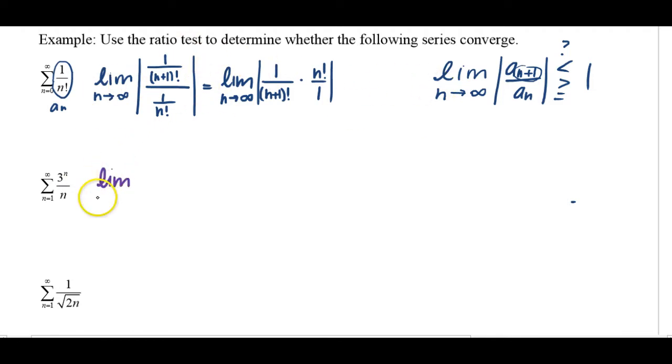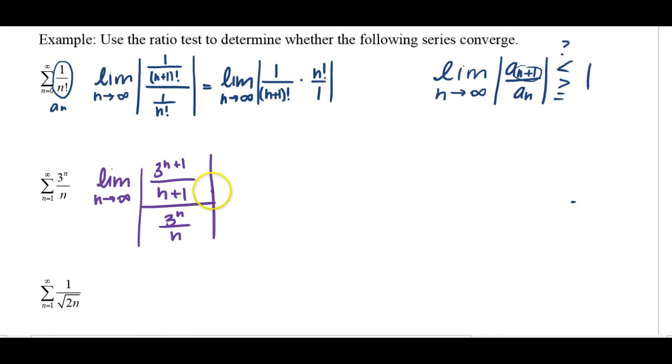So I want to look at the limit as n approaches infinity of a sub n plus 1, so 3 to the n plus 1 over n plus 1 all over 3 to the n over n, in giant absolute value bars. So now this is the same as the limit as n approaches infinity of 3 to the n plus 1 over n plus 1 times the reciprocal, n over 3 to the n. And I'm going to go ahead and drop the absolute value bars at this step because everything we're talking about is going to be positive.